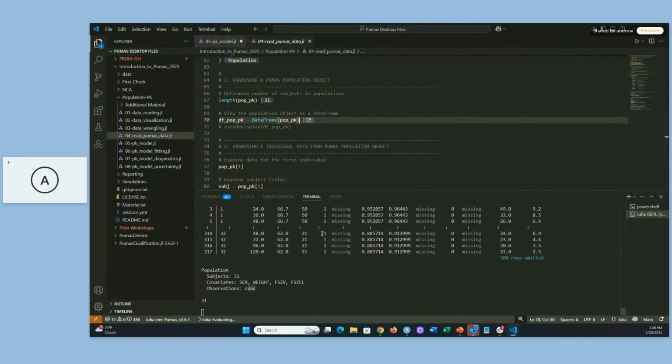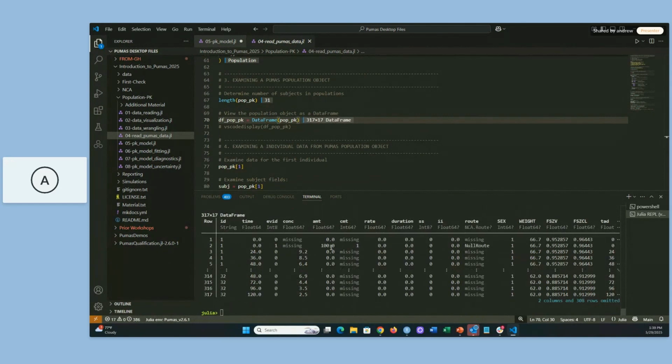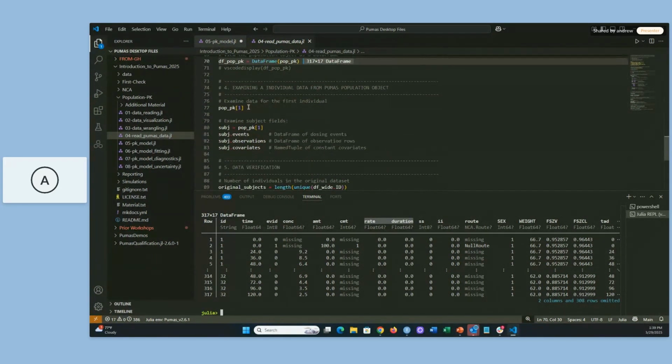And again, it's going to look very similar to your data set, but now it has added items. Based off of read Pumas and knowing what you're piping in, it has things set up and changed, added rates, duration, II items, and roots, things that will be considered when we actually move into the fitting.